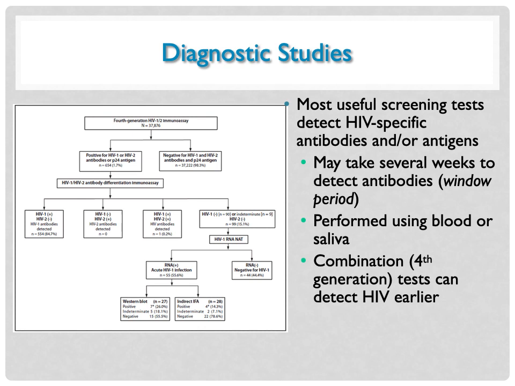And these are performed using blood or saliva. And the combination, or the fourth generation tests, can detect the HIV earlier. This is just a schematic that shows, if it's positive, then this is what we're going to do next. If it's negative, this is what we're going to do next.